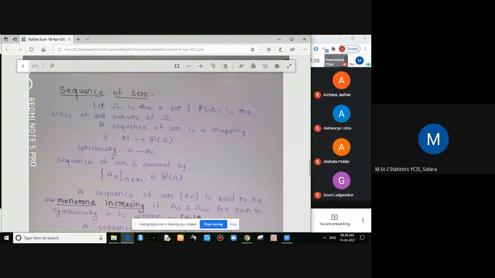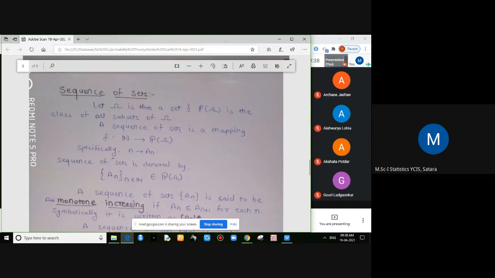Let the sample space be a set. Okay, what is the sample space? The set obtained after performing the experiment. And this is the power set of the sample space. This notation we have already used for the power set. It is the class of all subsets of the sample space. Okay, the class of all possible subsets of the sample space.